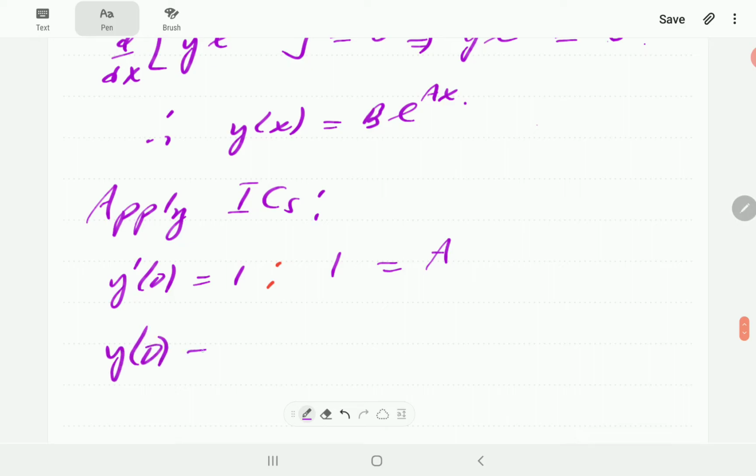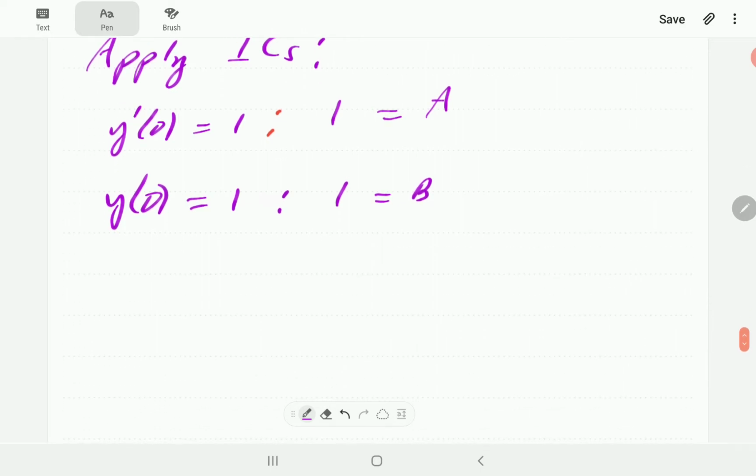And then the other one, when x equals 0, y is 1. So we're going to apply that one here. So the left hand side is going to be 1. The right hand side is going to be b times 1. So that means both a and b are equal to 1. So our final solution is e to the power of x.